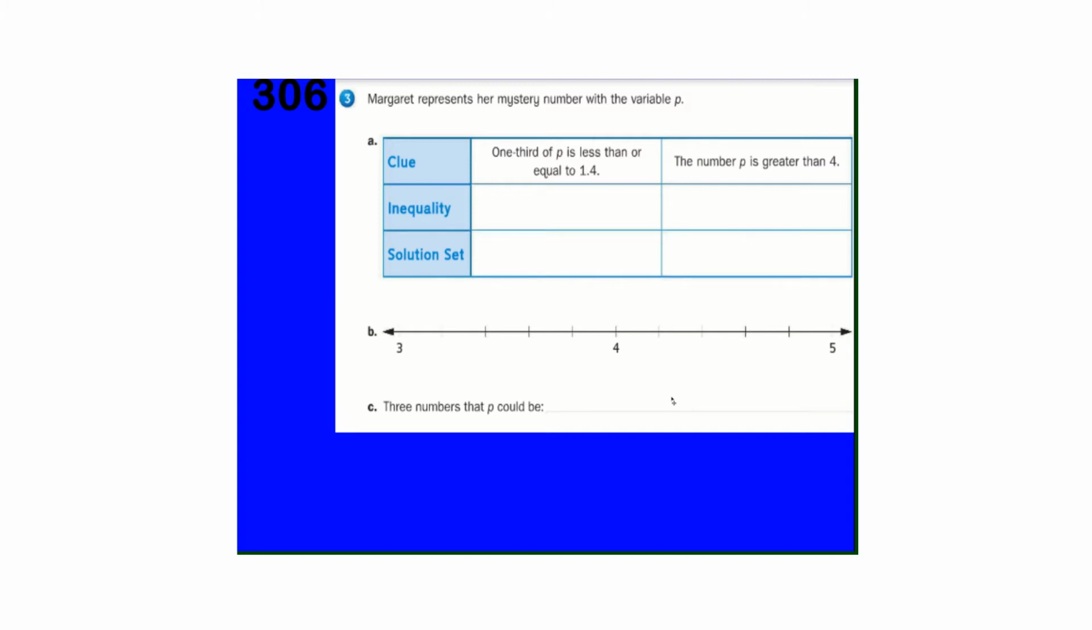Graph it on the number line. Remember your open circles and closed circles and what they mean. If you forgot, open circles means it does not include, and closed circles mean it does include. So for example, the clue 1/3 of p is less than or equal to, that's a filled in circle. If you look at his second clue, the number p is greater than 4, that does not include the 4. That is an open circle. And then do letter C. So pause the video and do those.